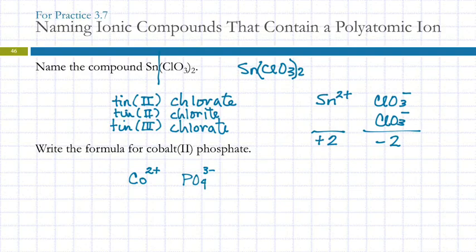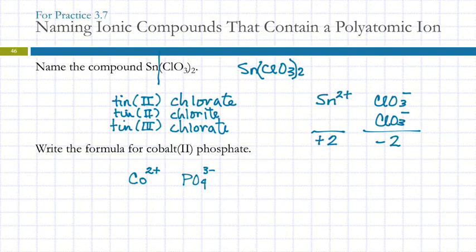Co 2+ and PO4 3-. How do I put these together so that the charges add up to 0? If you're good with math, you might consider the least common multiple. 2 and 3 are both factors of 6, so if I get a total of +6 and -6, I could get this neutral. You could do the crisscross thing: take this 2 and bring it down as a subscript for the phosphate, and the 3 and bring it down for the cobalt.